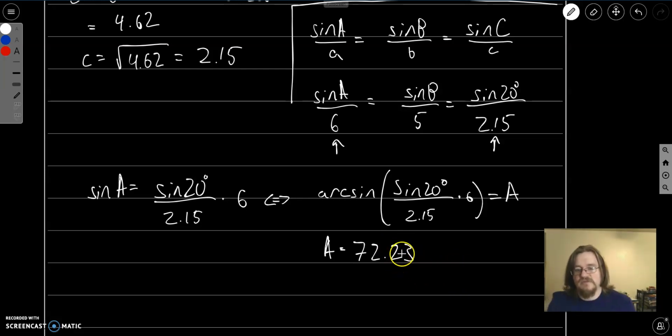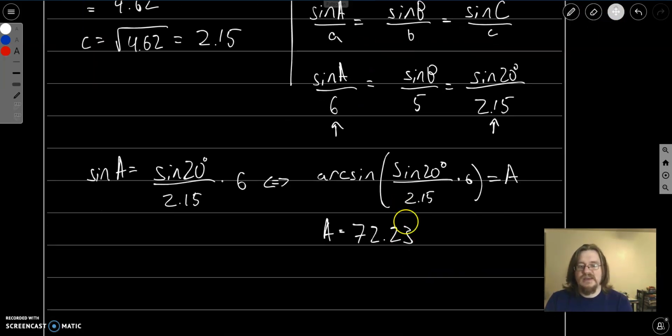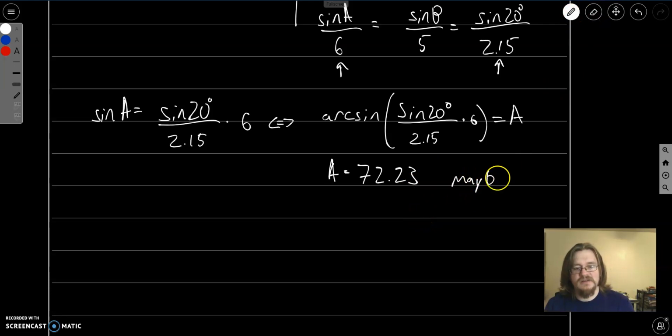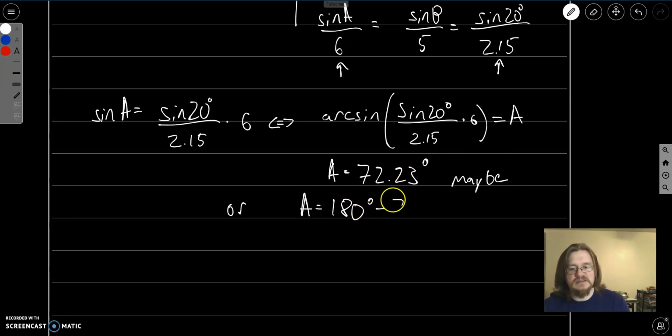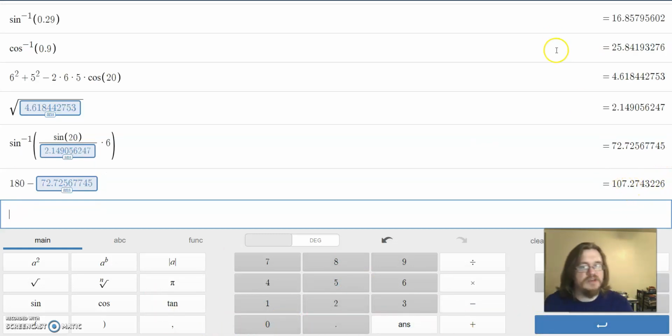But wait a second. From the previous video, we know that the arcsine of something always gives an acute angle. The question is, is A acute or is it obtuse? And the answer is, we can't tell. So this is maybe the right answer. If this angle is meant to be acute, this is the right answer. If it's obtuse, this is not the correct answer. So A is going to be 180 minus this guy. And without doing that in my head, 180 minus our previous answer gives 107.27.